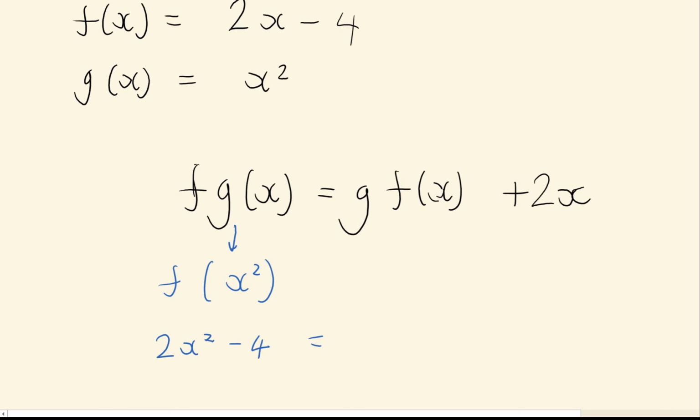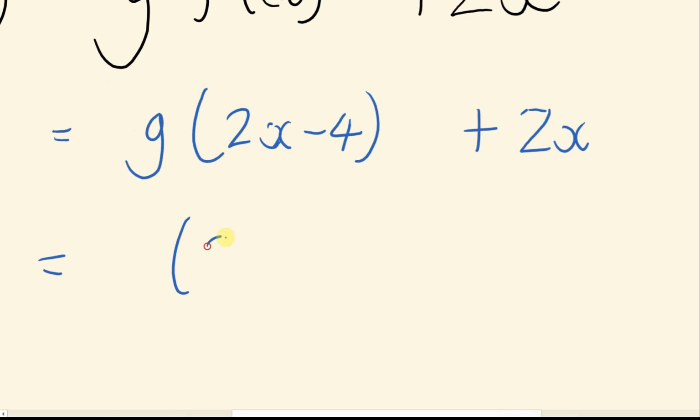We're then going to work out gf of x. That's going to be g of 2x minus 4, with a plus 2x here. G of x says just square whatever's inside my brackets. So g of 2x minus 4 will be 2x minus 4 all squared. Again, including the plus 2x.